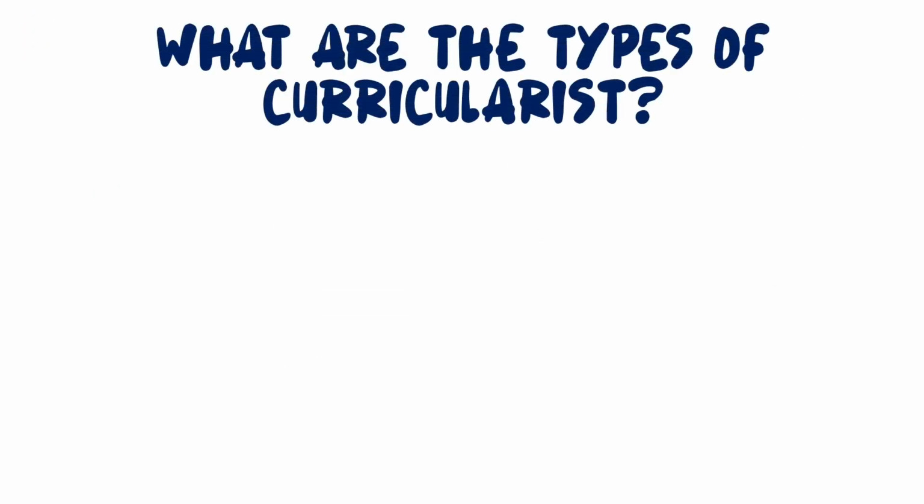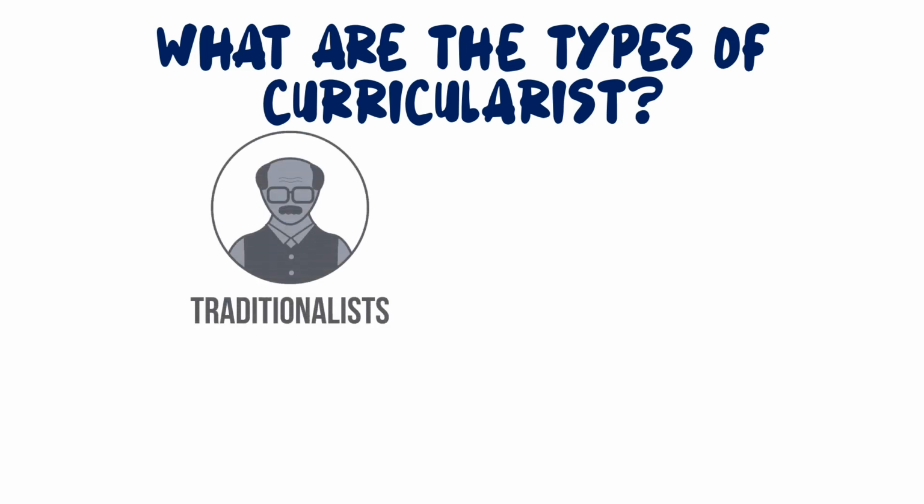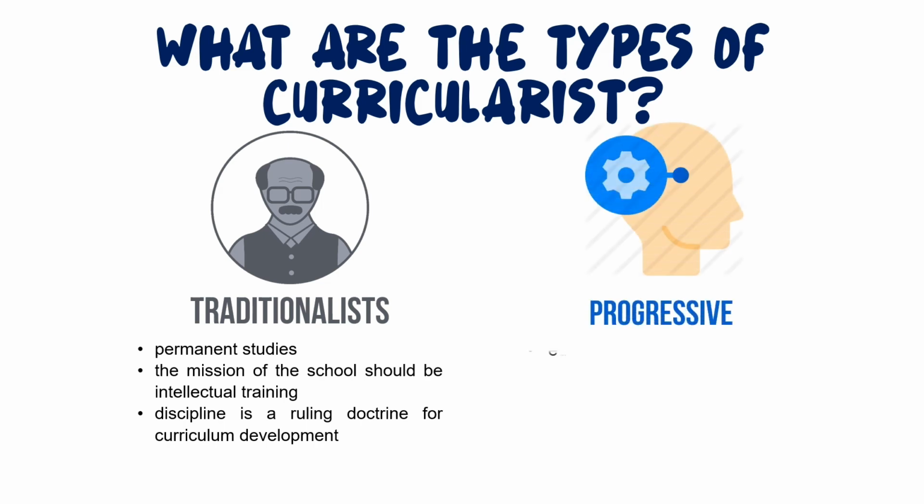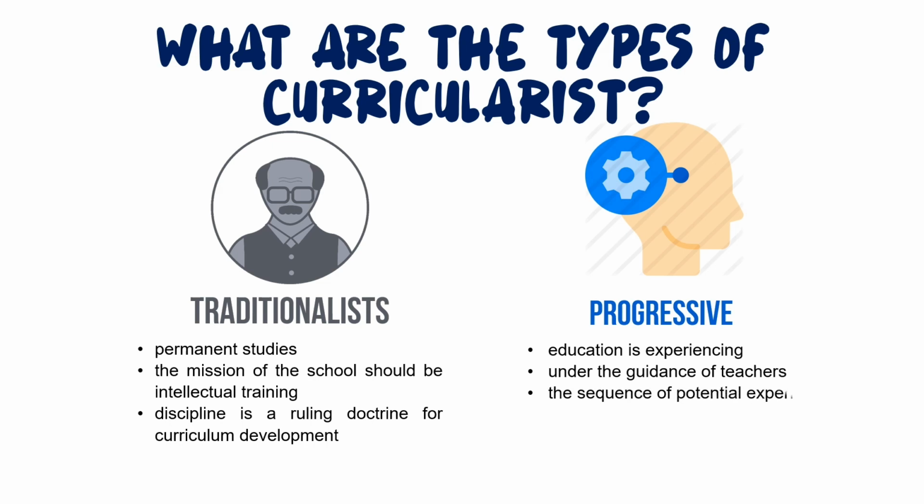What are the types of curricularist? First, we have the traditionalist, or individual of permanent studies, who emphasize that the mission of the school should be intellectual training, where discipline is a ruling doctrine for curriculum development. Another is the progressive, where education is an experiencing. It is under the guidance of the teachers. It is a sequence of potential experiences. It's planned and enacted by the teacher, also learned by the student.